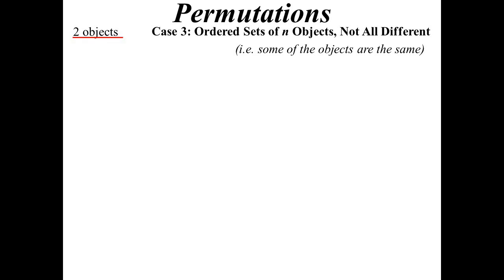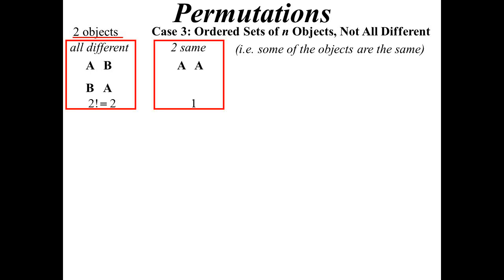So if we only had two objects, if they were all different, well, two ways, A, B or B, A. Or as we now know it to be 2 factorial. If they were the same, well, there's only one way, AA. I mean, swap them around, you still visually got AA, no difference. So how do we get from 2 to 1? That's the question. Well, do we subtract 1? Do we divide by 2? What's going on here? Well, let's look at 3 objects.